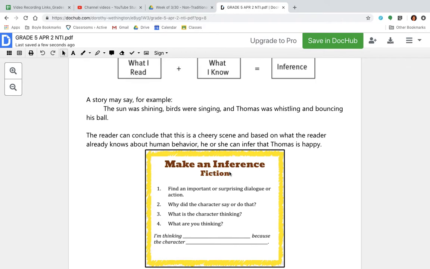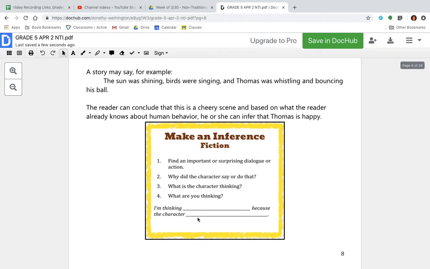Making an inference in fiction. Number 1. Find an important or surprising dialogue or action. Number 2. Why did the character say or do that? Number 3. What is the character thinking? And number 4, what are you thinking? I'm thinking blank because the character blank.